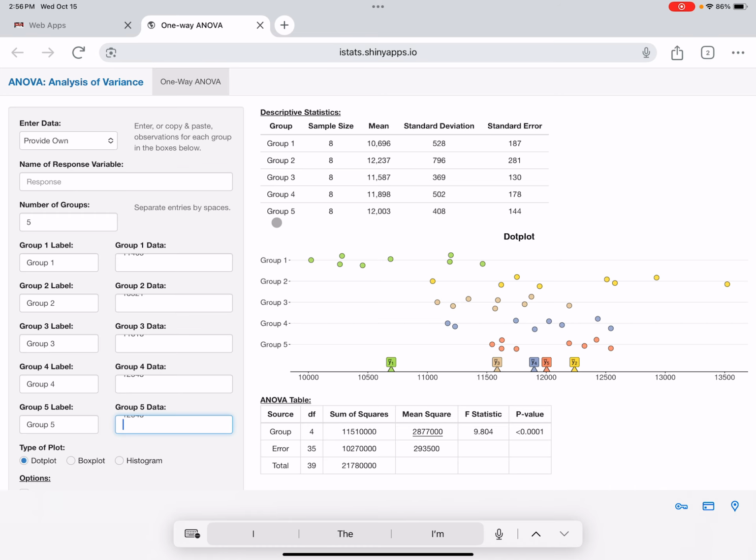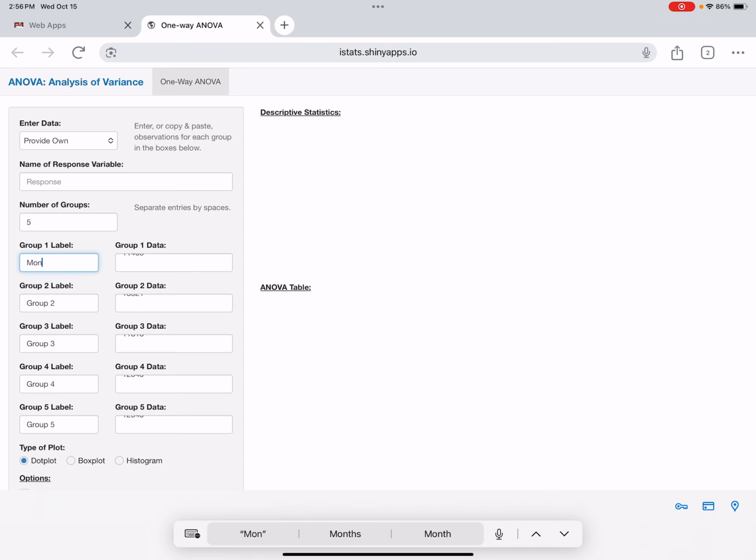Okay, so here's what I'm getting from the one-way ANOVA app. I changed it to 5 groups, and then I just copied and pasted the data from Monday, Tuesday, Wednesday, Thursday, Friday. You can change these names if you want, but it's not necessary, right?